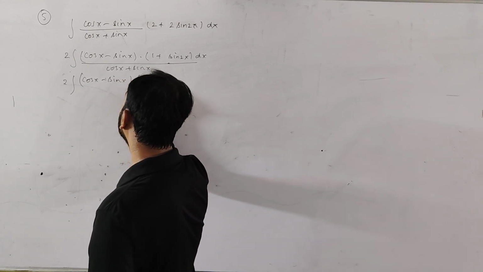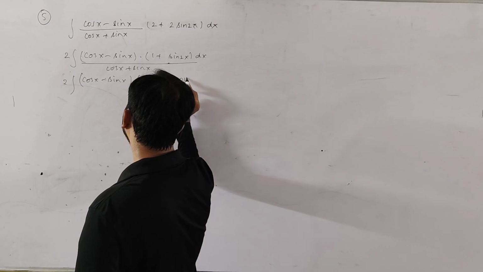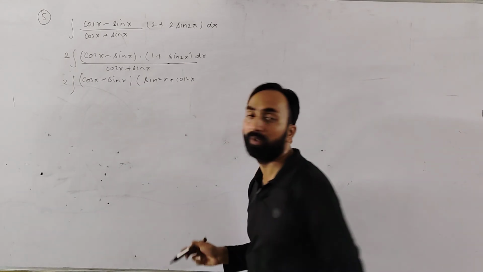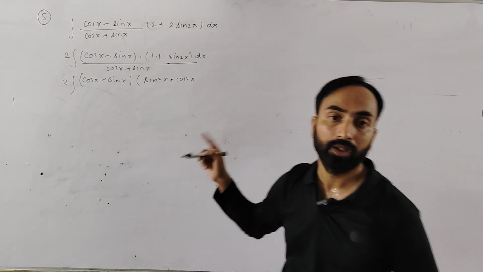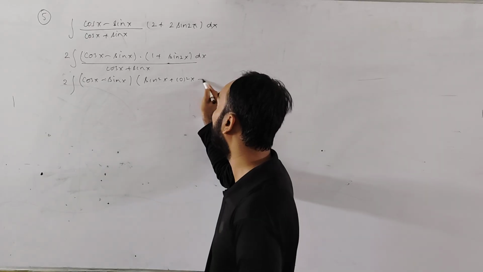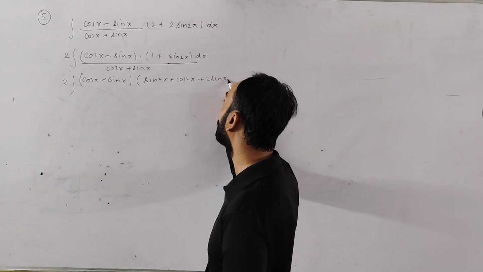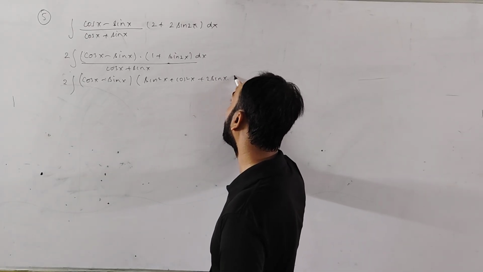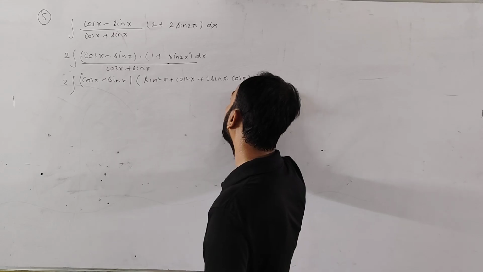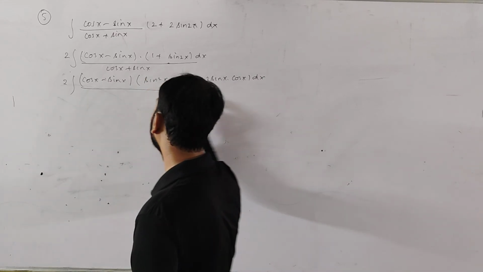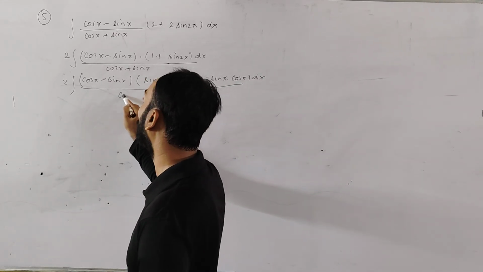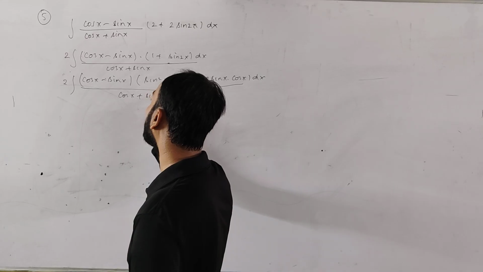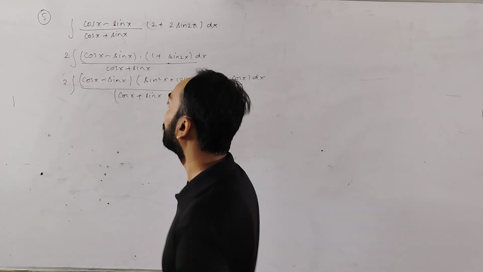I can write 1 as sin square x plus cos square x, and this sin 2x can be written as what? 2 sin x cos x. We know the formula, simply it is 2 sin x cos x, right. In the next step we will see the benefit of changing this into that form, divided by cos x plus sin x, right.